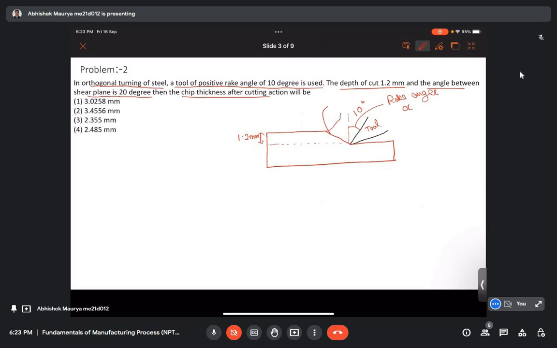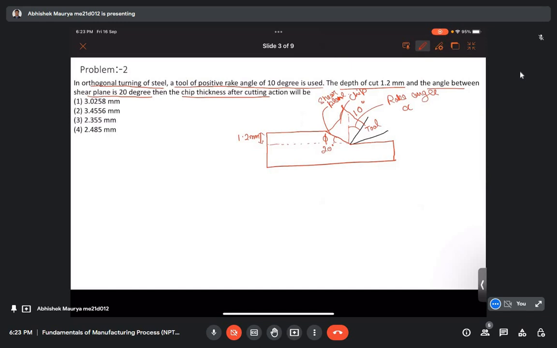What is happening? So this is the chip. And the plane along which shear is taking place, because of shear chip formation is happening, and the plane along which shear is happening in order to form the chip, that is called the shear plane. This angle is denoted by phi, and its value is given 20 degree. Phi is 20 degree. So this is given.